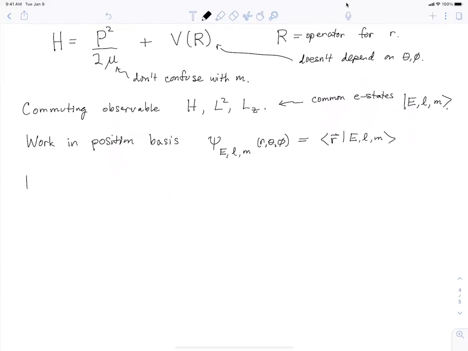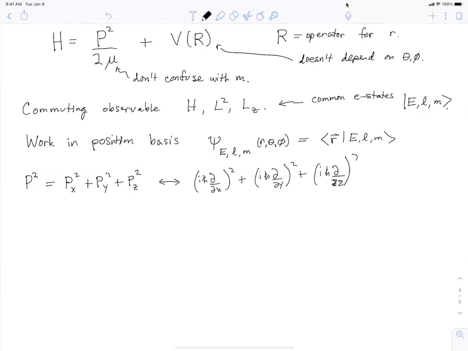Okay, so now the p squared operator is just by definition the sum of px squared plus py squared plus pz squared, which is represented in this basis by i h bar partial x squared plus i h bar partial y squared plus i h bar partial z squared, which is otherwise known as minus h bar squared times the Laplacian operator. Okay, and then we can take this and write it in spherical coordinates.